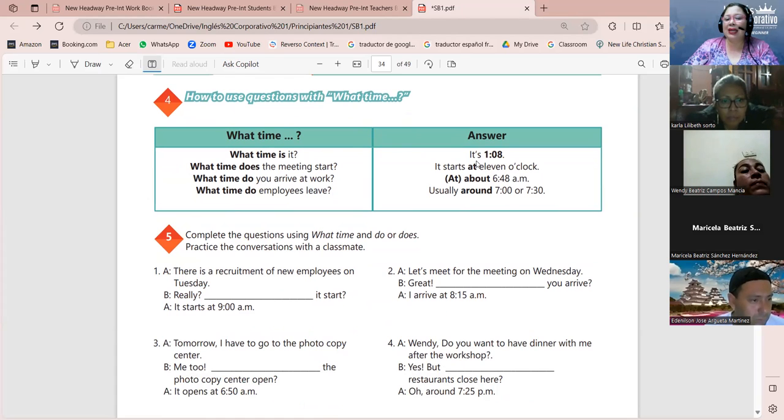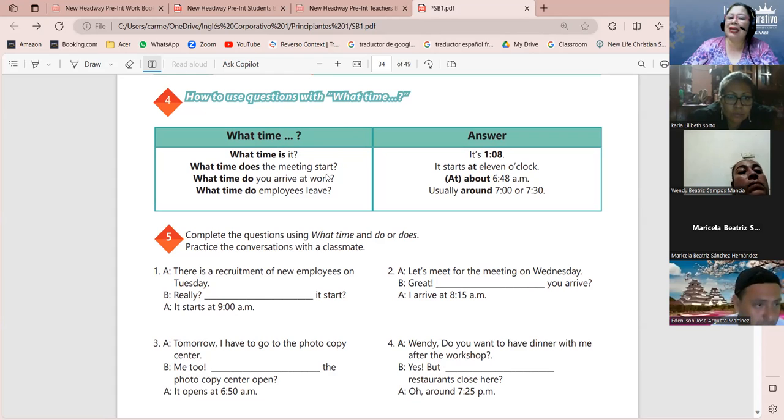So let's read this one. What time is it? It's 1:08. Aquí yo puedo decir 1:08, como lo leyera en un reloj electrónico, ¿verdad? Así los números. Puedo decir 1:08 y suena bien. Pero también puedo decir it's 1:08. Y no hay problema. 1 and 8, or 1:08, right?